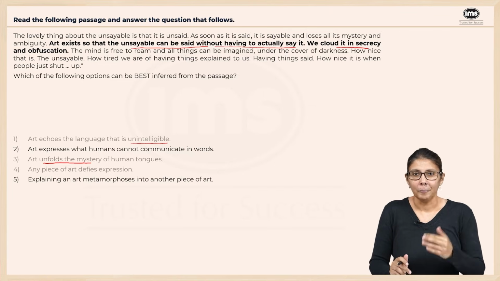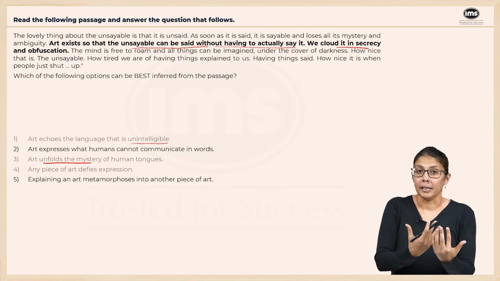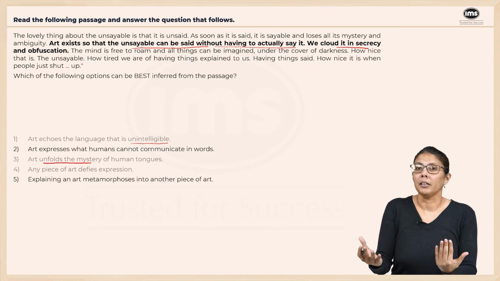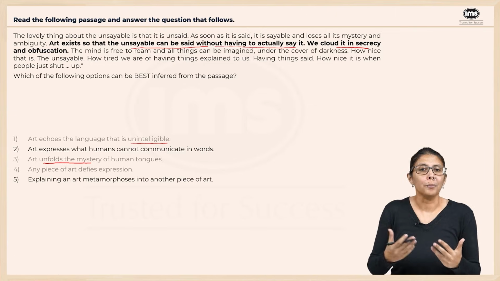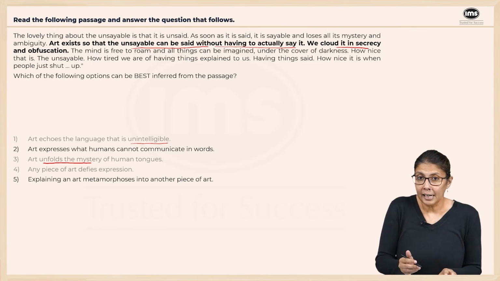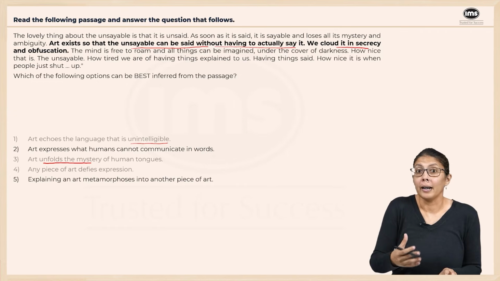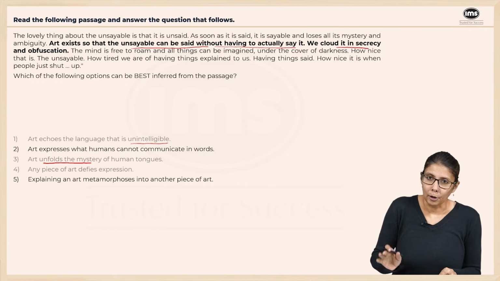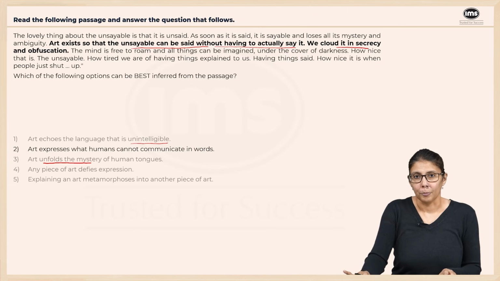So for example, I create a painting, then I try to explain that painting, and it will give rise to another piece of art. First of all, the whole idea is that art should not be explained. We are definitely not saying that explaining art leads to another art form or another piece of art. So this is going beyond the scope of the passage. So option 5 is out, which means that our answer is option 2.